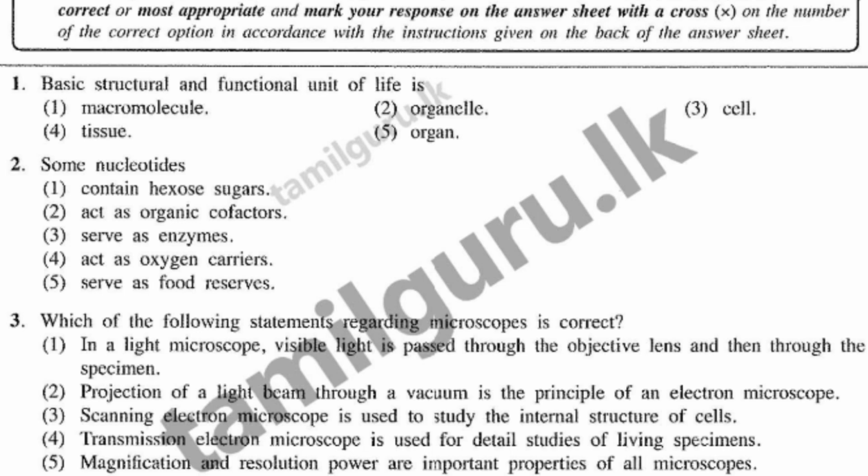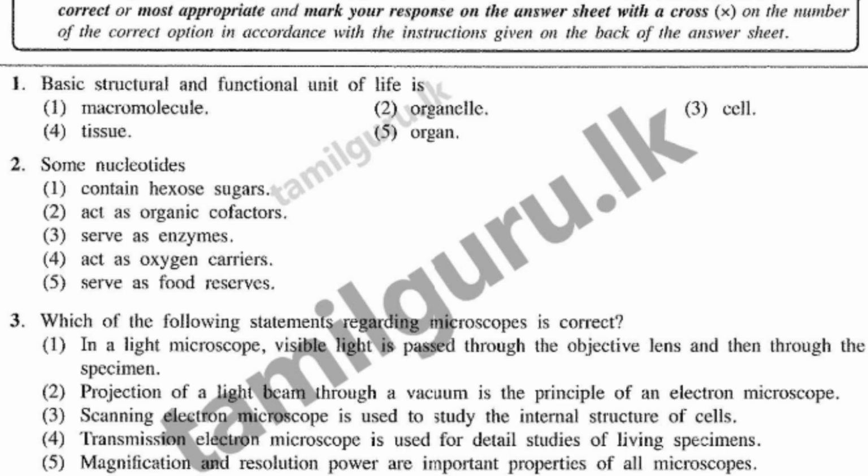So that is wrong. Second statement says projection of light beams through a vacuum is the principle in electron microscope. That is wrong because in the electron microscope it's not a light beam but an electron beam. Third statement says scanning electron microscope is used to study the internal structure of cells. That is wrong. Scanning electron microscope is for external structures of the cell. The transmission electron microscope is what they use to study the internal structure. So the third statement is wrong.